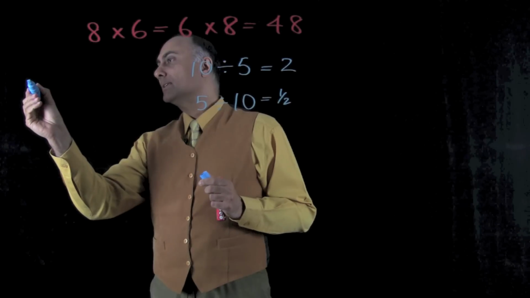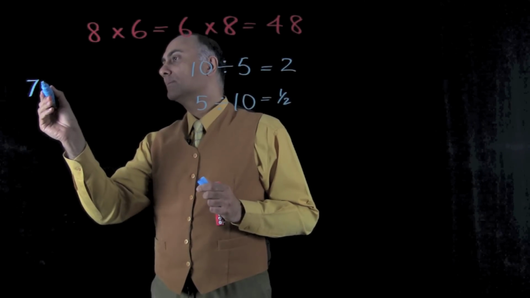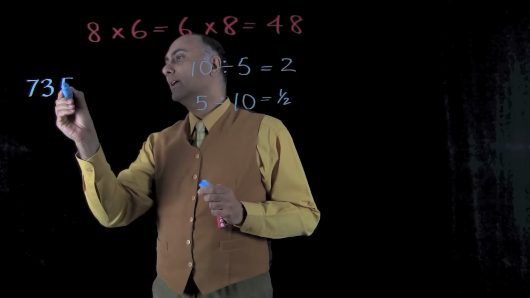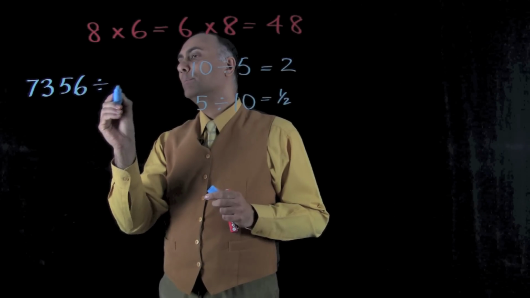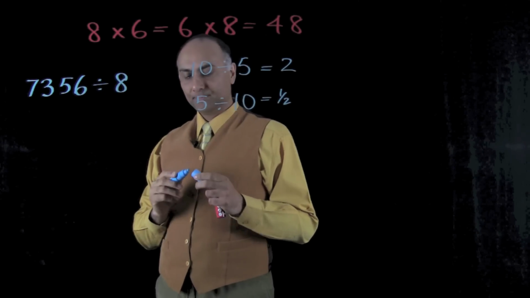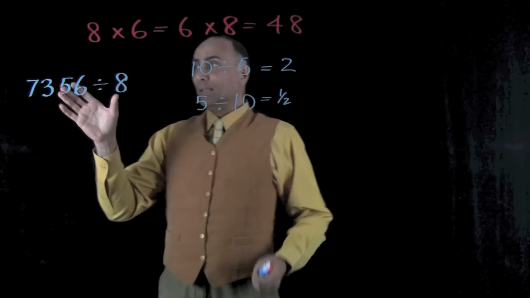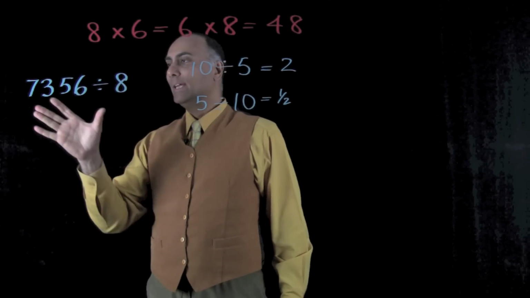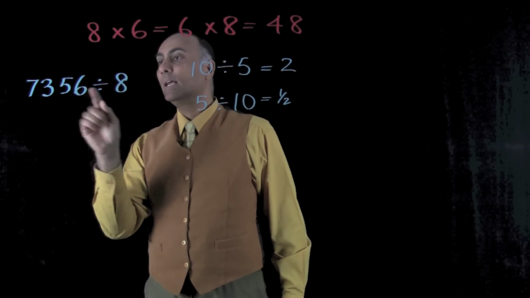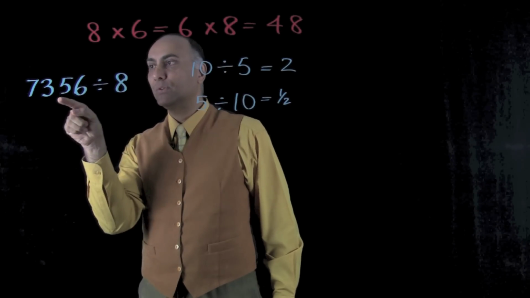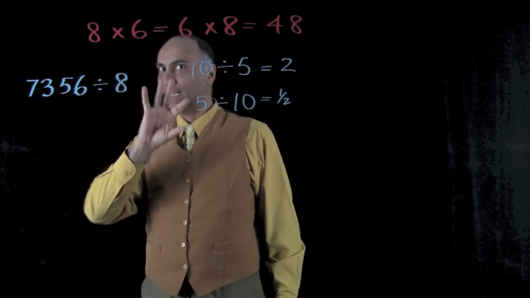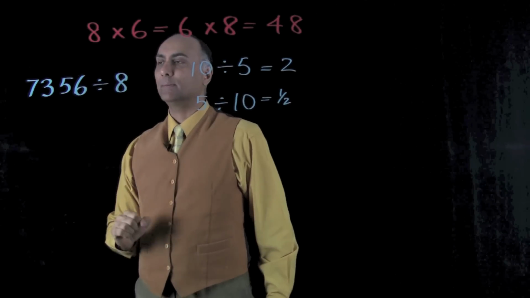Supposing you had a number such as this, 7,356 divided by 8. Well, first of all, be careful. It's 7,356 divided by 8. In other words, how many 8s will go into 7,356? Don't get it back to front because it will matter.